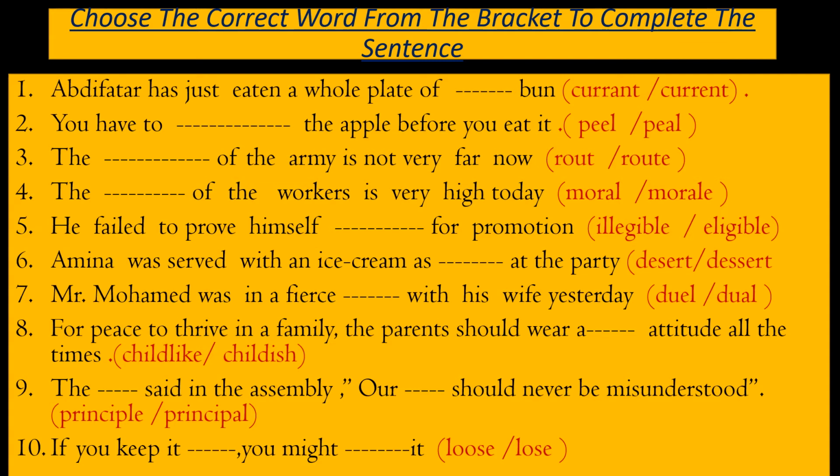Number 6. Amina was served with an ice cream as dash at the party. Dessert. That is the second one. Dessert, dessert. Dessert meaning a fruit or small amount of juice which you can be given after the main menu or the main dish. After you have eaten, you take it. You can take a piece of fruit, you can take just a glass of juice. That can be a dessert. So Amina was served with an ice cream as dessert at the party. That is the second one.